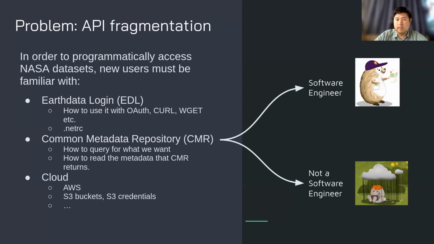Do I care if I need the data gridded or at a higher level of processing? Do I care if there is a THREDDS or OPeNDAP server serving that data? And if not, how can I get to the files or granules? And once you get to the granules, you have to be familiar with the data logins that NASA uses for granting access.